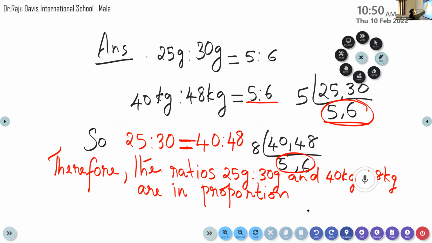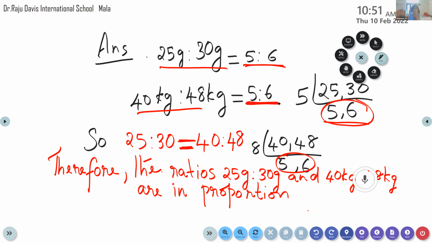See, children, whatever fractions you get, you have to find the simplest form. If they are equal, we can equate them like this. Then we can say they are in proportion. But if here you are getting one answer and here another answer, they are not equal. So what will we say? The ratios are not in proportion.